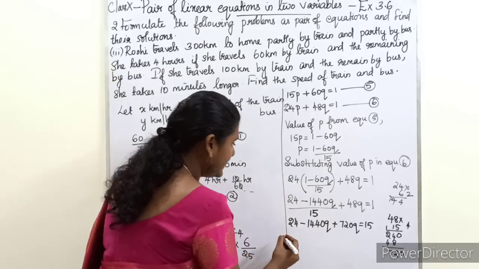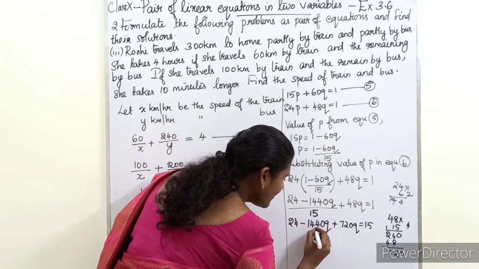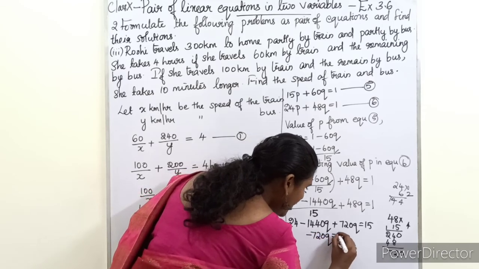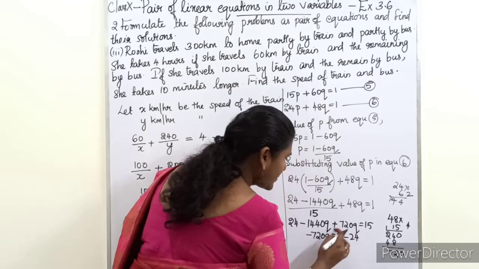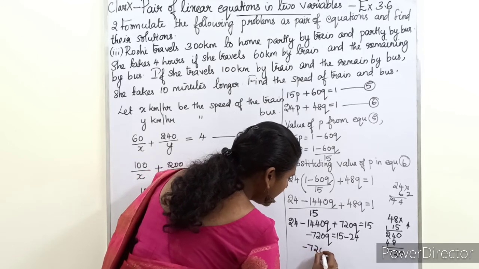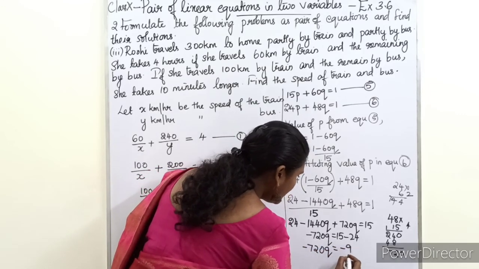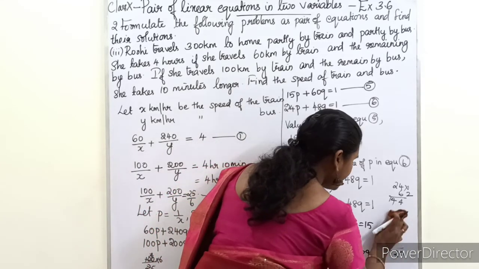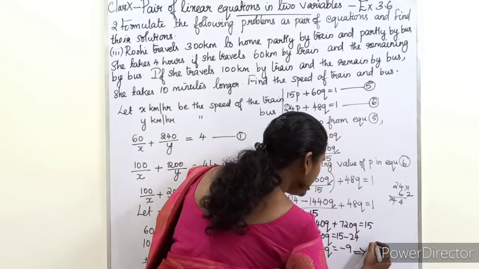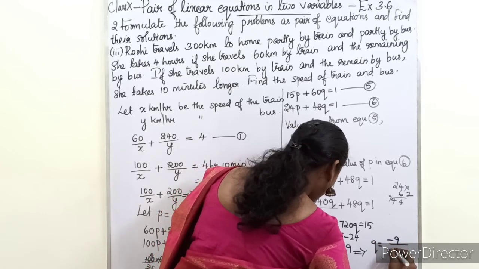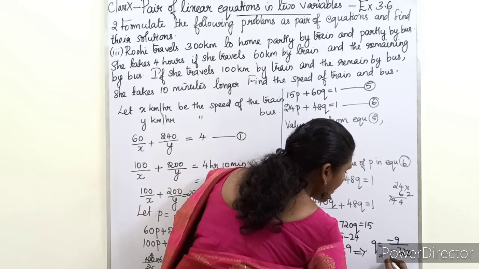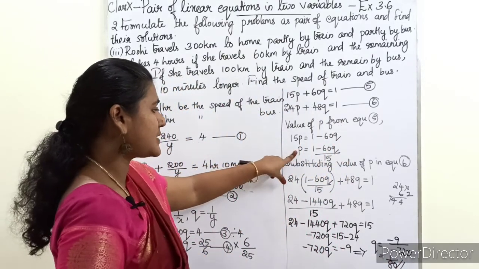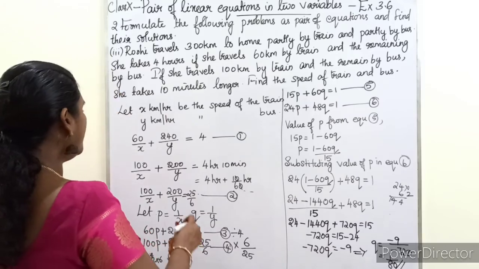Now we will simplify this. That is minus 1440q plus 720q, which is minus 720q, is equal to 15 minus 24. So 15 minus 24 is minus 9. So we will get q is equal to minus 9 by minus 720, which is equal to 1 by 80. So we got the value of q. This value we will substitute in this place, so we will get the value of p.